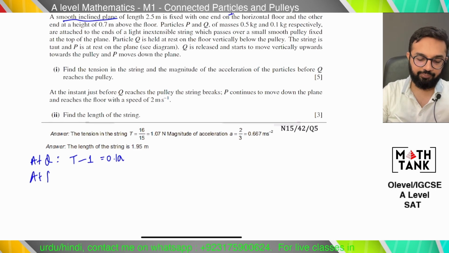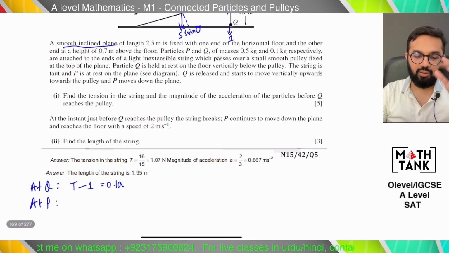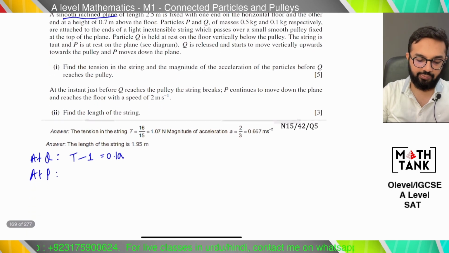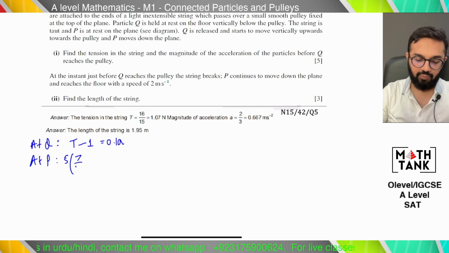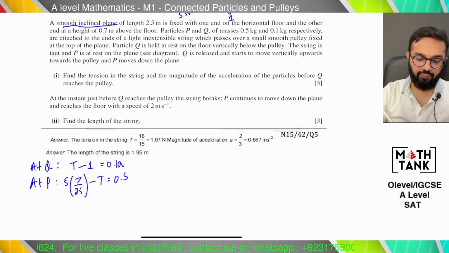At P, what is happening? The particle is moving downwards. So 5 sine theta. What is sine theta? It's 7 over 25, minus T equals 0.5a.